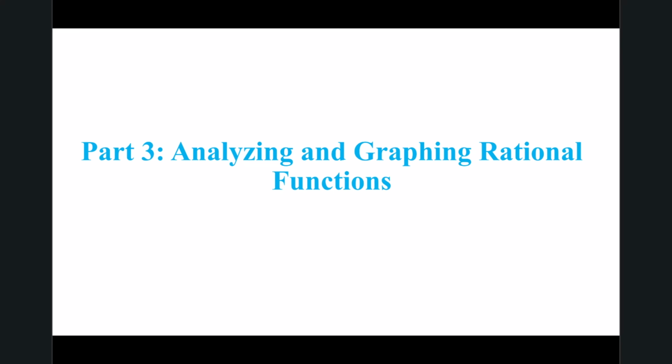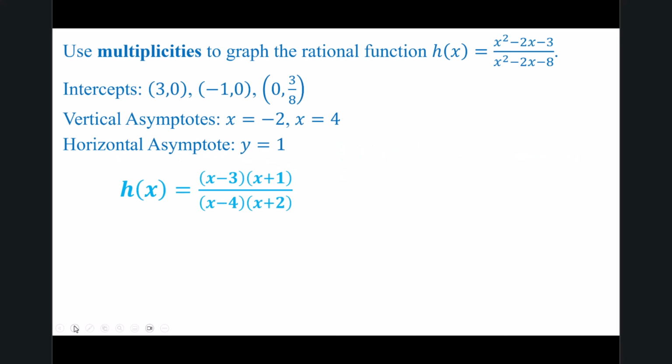Part 3, Analyzing and Graphing Rational Functions. Use multiplicities to graph the rational function h of x equals x squared minus 2x minus 3 over x squared minus 2x minus 8. We graphed this function in part 2, video part 2.